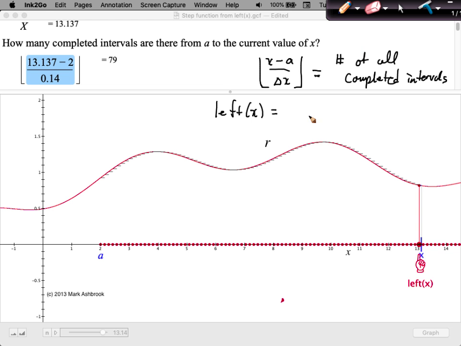A? I'm going to put that at the end, if that's okay. There's left x. There's the left x function. So just the floor by itself gives me how many completed intervals before x. And then a plus that floor thing times delta x gives me what? The x value at the start of the current interval.